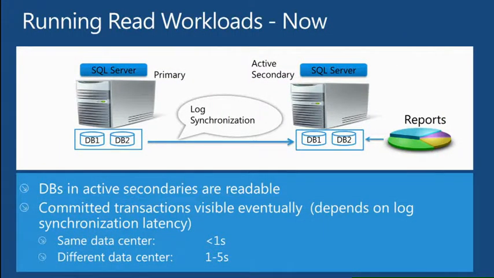Okay, so how does it work now with availability groups in SQL Server 2012? Well, the way it works now is the secondaries are readable. So what you have in the picture is a primary. The primary has two databases. You have the secondary. We have continuous log synchronization. This means as transactions are executed on the primary, we send the log, and we actually send a compressed version of the log to the secondaries, and then we redo that log on the secondaries.